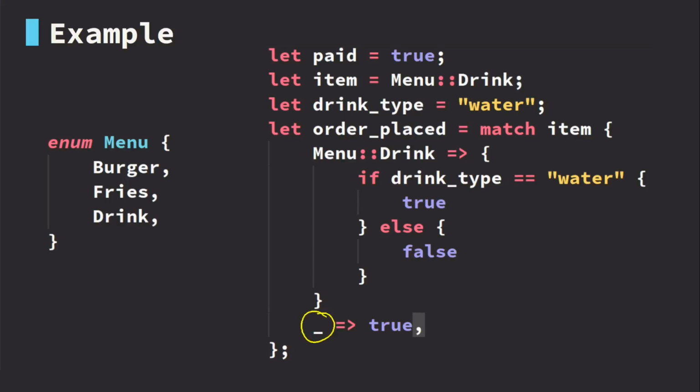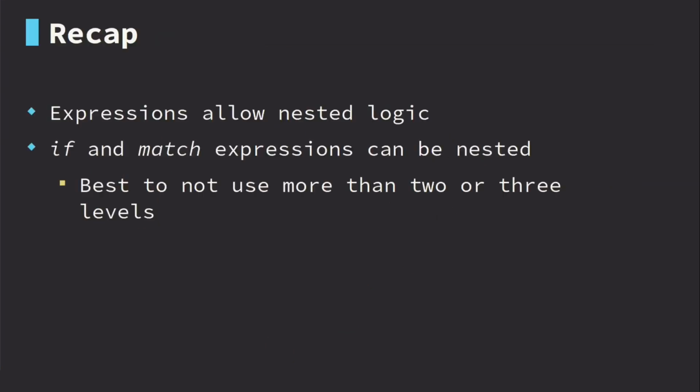We then have the rest of the enum variants, which will return true. So no matter what, the order_placed variable will have either a true or a false value, because this match expression will eventually evaluate to either true or false as indicated by the if expression. But as I mentioned earlier, you don't want to nest these too far because it's really easy to get lost in the code. To recap, expressions allow nested logic. If and match expressions can be nested, but it's best not to use more than 2 or 3 levels of nesting because the code can become convoluted.